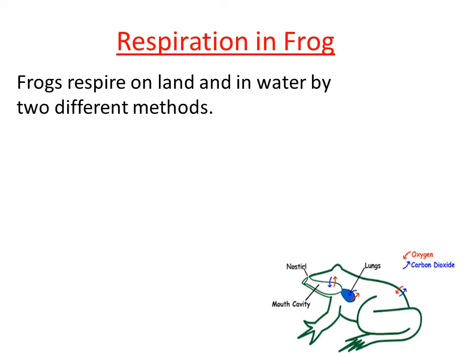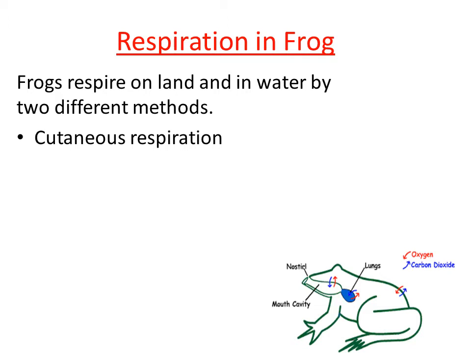The basic respiratory organs we can see in the frog are lungs, skin, and also the nostrils, right? Lungs and skin are the basic respiratory organs in frog. One of the methods of respiration in frog is cutaneous respiration. In cutaneous respiration, exchange of gases takes place through the skin. So skin acts as a respiratory organ in case of cutaneous respiration, right?